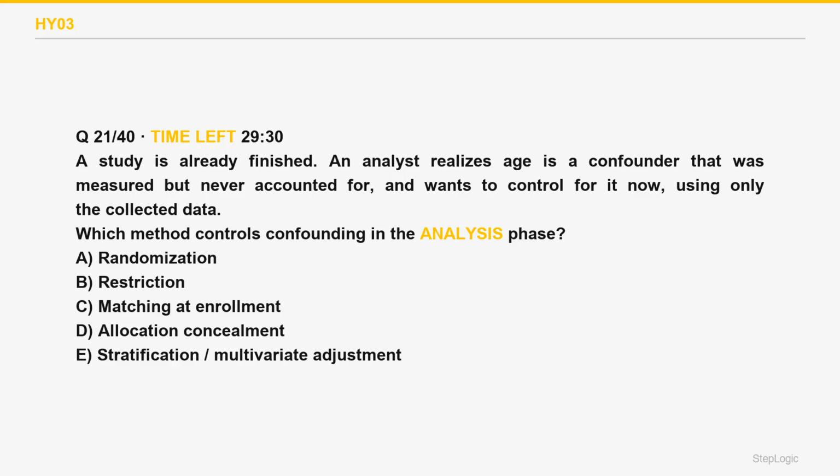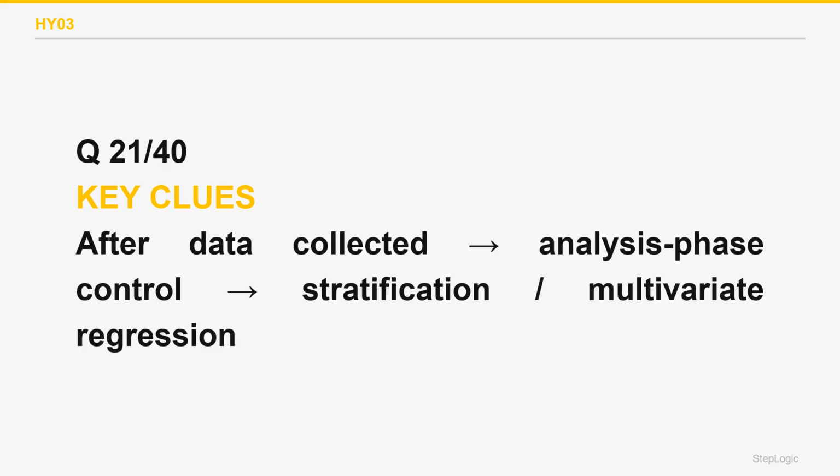Which method controls confounding in the analysis phase? A study is already finished. An analyst realizes age is a confounder that was measured but never accounted for and wants to control for it now, using only the collected data. Read the command: a confounding control, usable after data collection. Design methods are already too late, use analysis methods.